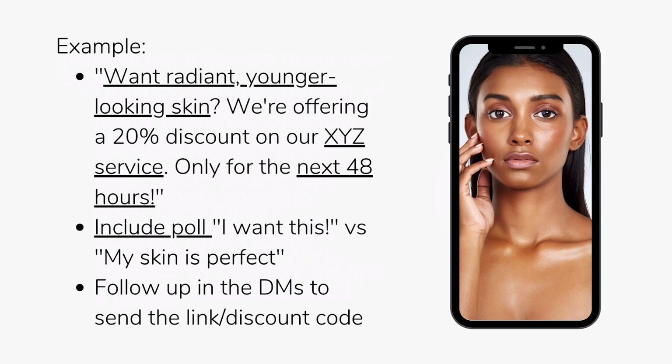Another example, want radiant, younger looking skin. That's the what. We're offering a 20% discount on our XYZ service. That's the now, only for the next 24 hours. And then the how is having the poll that says, I want this versus my skin is perfect. Anytime you're including a poll, you want to follow up in the DMs to send the link or to send the discount code, right? There has to be an action coming from us that's taking control over the situation, that's reaching out to any of these leads who said they're interested.